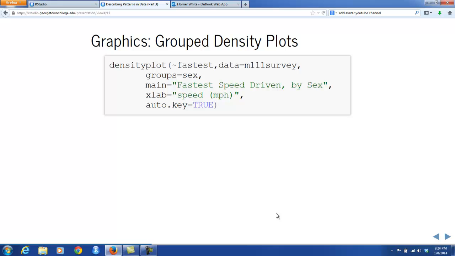but grouped. Now to get grouped density plots, you call up your familiar density plot histogram for the variable fastest. Again, in formula data input, you need to specify the data frame that fastest comes from. But you add in an argument groups equals sex. Groups equals the variable sex that comes from the Math 111 survey data frame. And again, a title, something for the x-axis with units for the fastest speed. And if you add in auto.key is true, you'll get a nice legend that helps to explain what's going on. Let's take a look at the output of this.